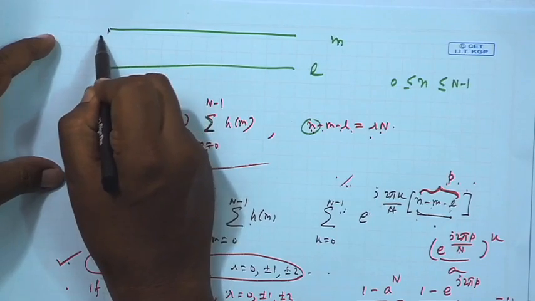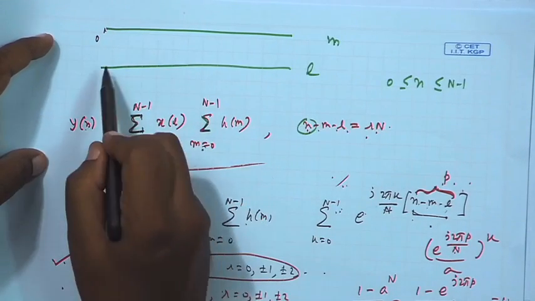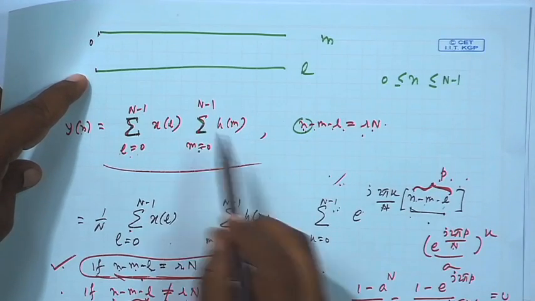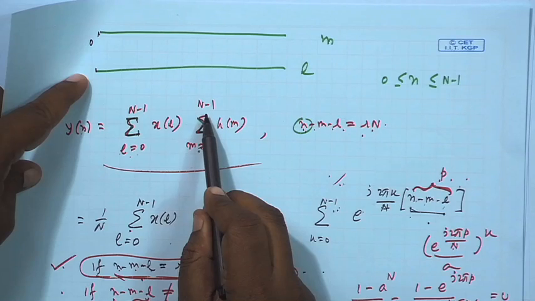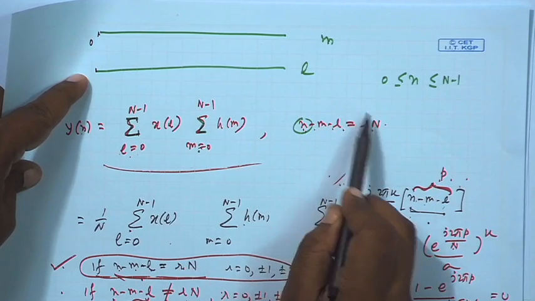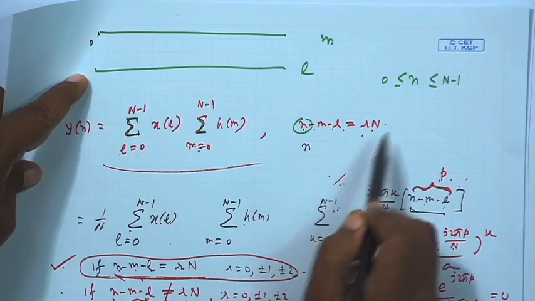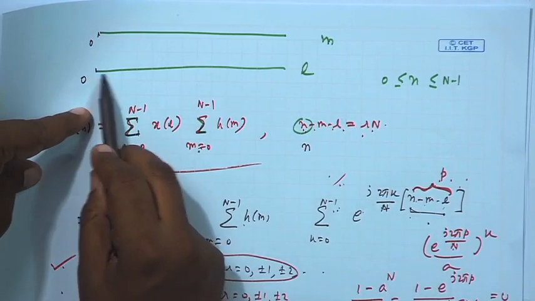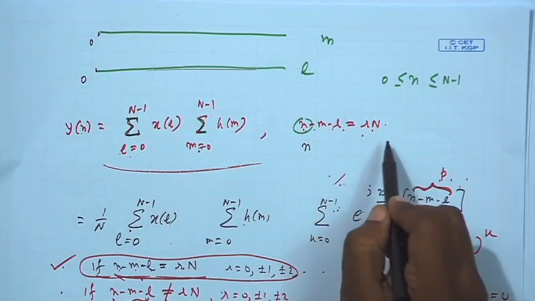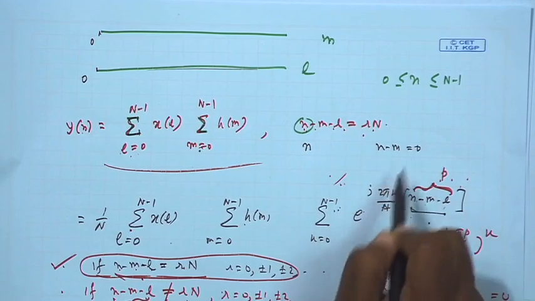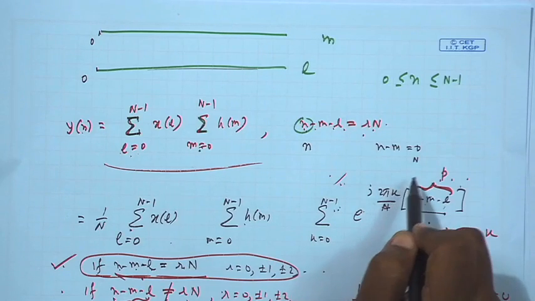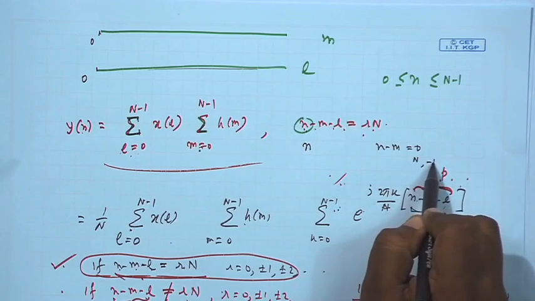So, start with L equal to 0. If L equal to 0, M is taking all values, but all values are not allowed. Which value will be allowed? So that n minus M is either 0 or capital N, and M again varies within this range. So, L is 0. n minus M is either 0, meaning M equal to n, or capital N, or minus n, like that.